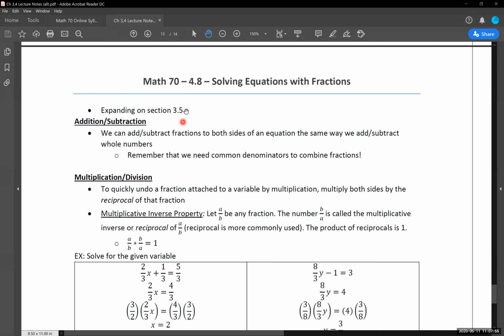So first and foremost, this is just expanding on what we did in section 3.5, solving equations as a generality, except now we're throwing fractions into the mix. When we are adding or subtracting anything, we're going to do everything the exact same way as before. If I'm going to add a number to one side, I'm going to add that exact same number to the opposite side of the equation. The only difference is that now those numbers can be fractions.